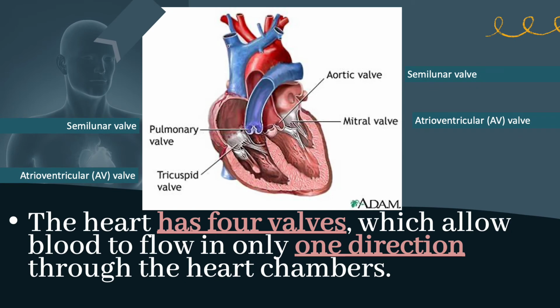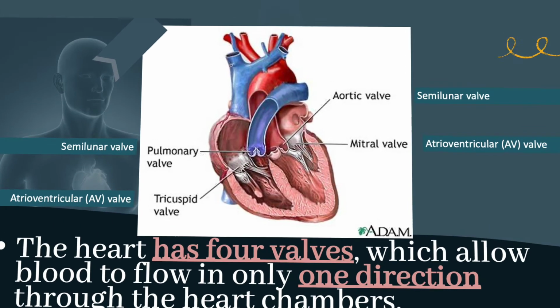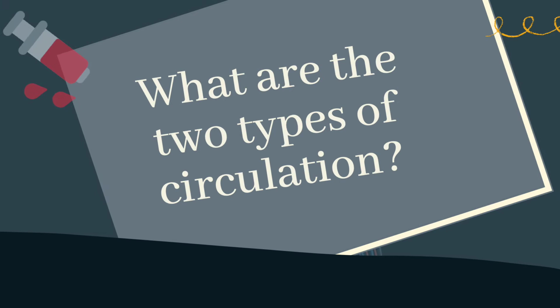The heart has 4 valves, which allow blood to flow in only one direction through the heart chambers. These are the atrioventricular valves and the semilunar valves. Although the heart is a single organ, it is responsible for 2 types of circulations. What are the 2 types of circulations?